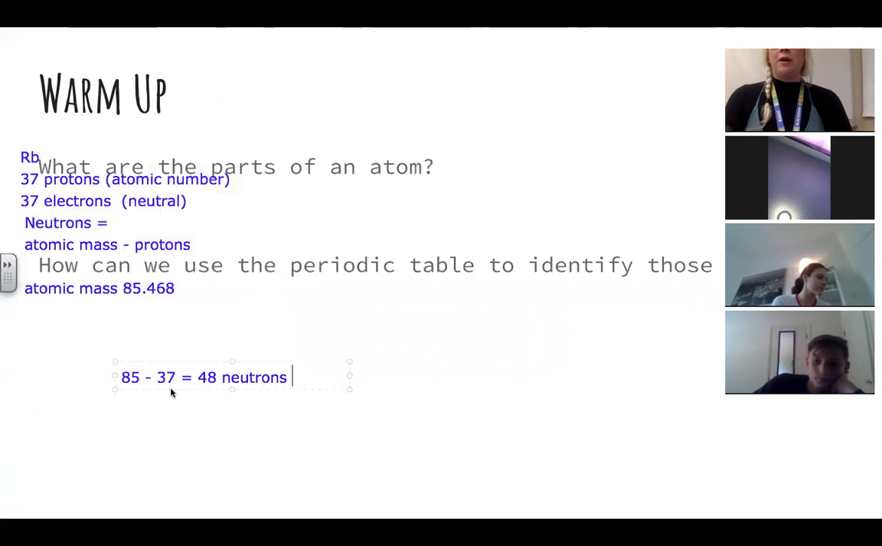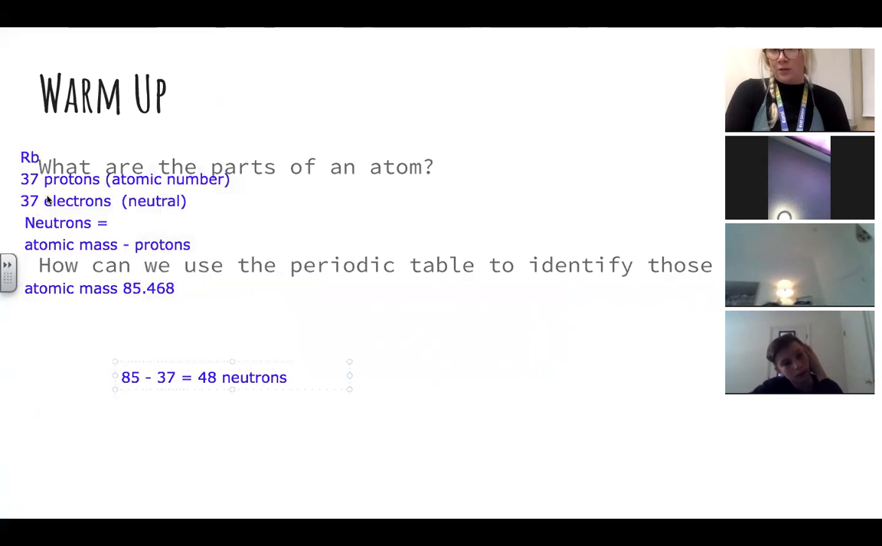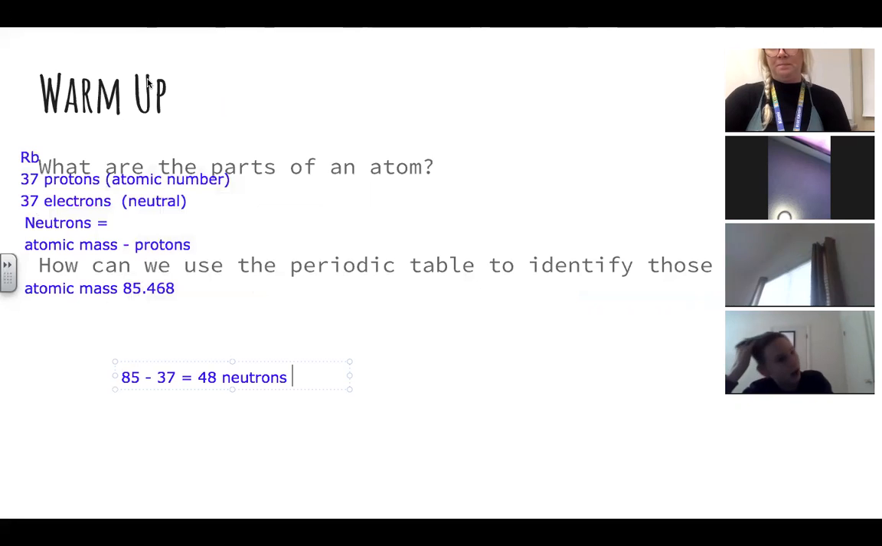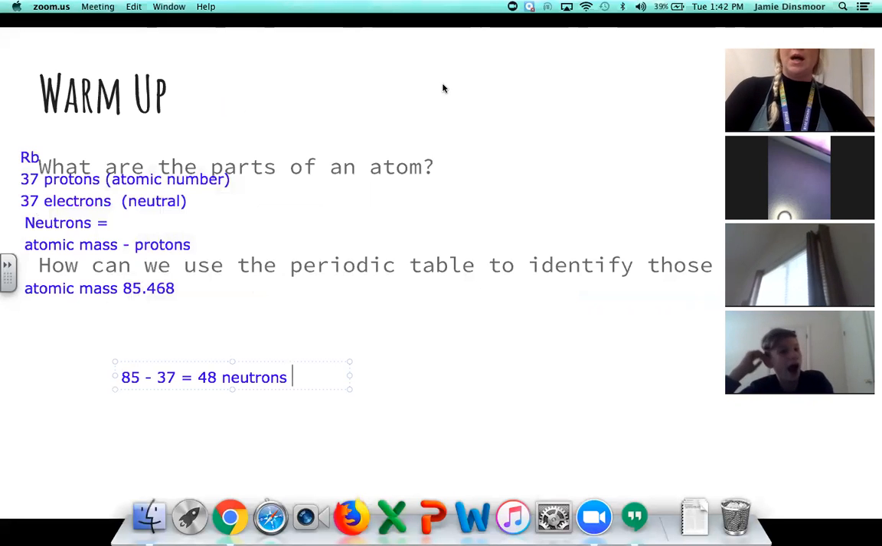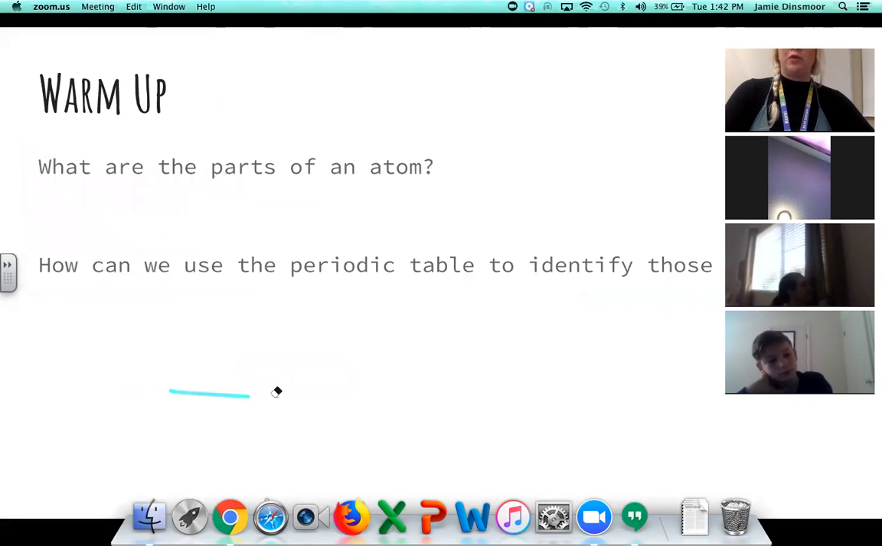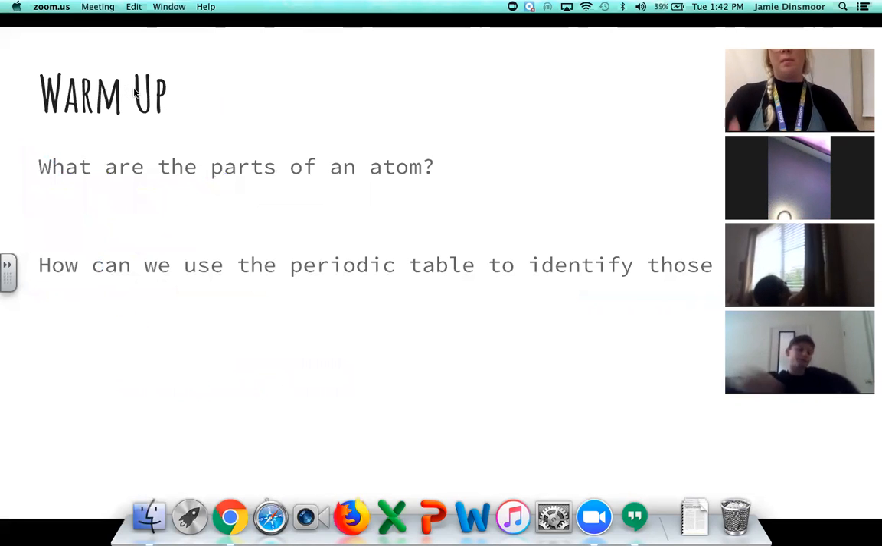So the same thing would apply for any element, right? If you know the atomic mass and you know the atomic number, which you should because you'll have access to a periodic table, you can figure out protons, neutrons, and electrons for any element. Very helpful information there, because sometimes people forget that that is actually found on the periodic table.